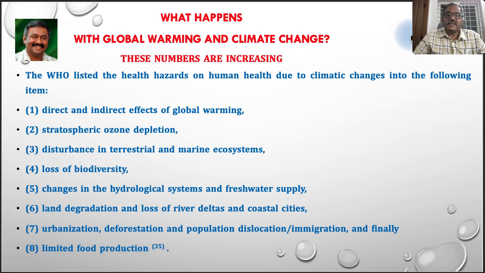The WHO listed the health hazards on human health due to climate changes into the following items: direct and indirect effects of global warming, stratospheric ozone depletion, disturbance in terrestrial and marine ecosystems, loss of biodiversity, changes in the hydrological system and freshwater supply, land degradation and loss of river deltas and coastal cities, urbanization, deforestation and population dislocation, immigration, and finally limited food production.